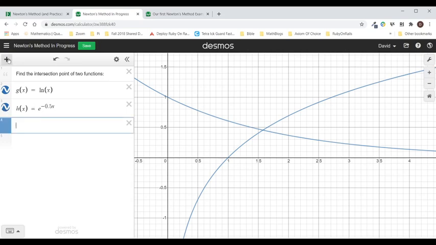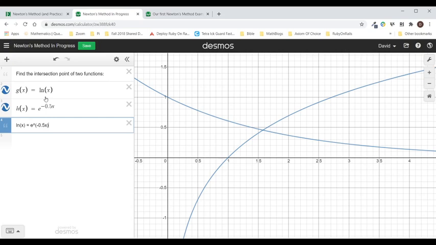I'm just going to write down the equation that we would normally have to solve: ln of x equals e to the minus 0.5x. And we're going to see that we can't do that algebraically. If I try to take the ln of both sides, the right side turns out nice, the left side doesn't. It's got ln of x. If I e to both sides, the left hand side is nice, I get x, but now the right side is e to the e. Solving this algebraically is not possible.